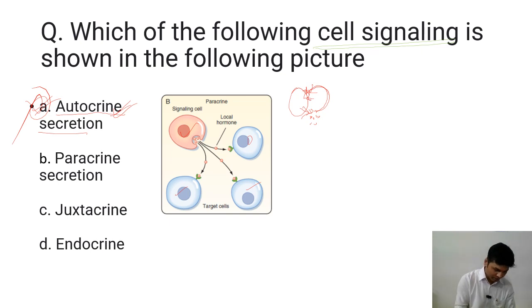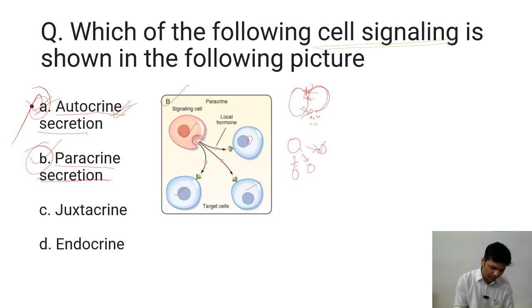Then paracrine. So what is paracrine? Paracrine acts on a nearby cell. So a cell is here, releases something here, and this will act on the nearby cell receptor. So this is going to be the answer. This is paracrine because this is going to act on the nearby cell.